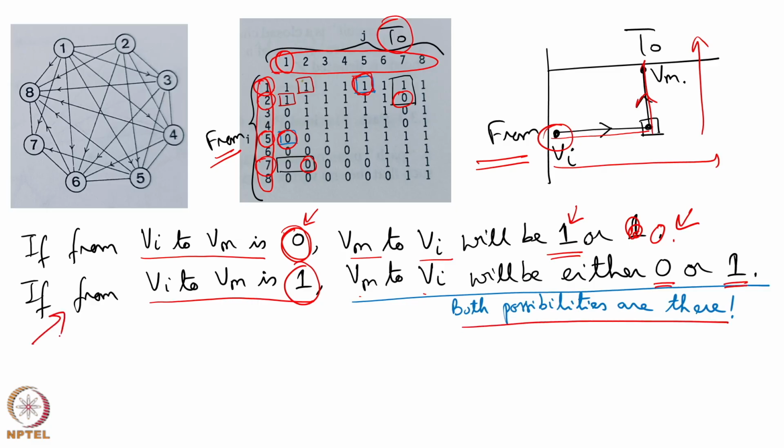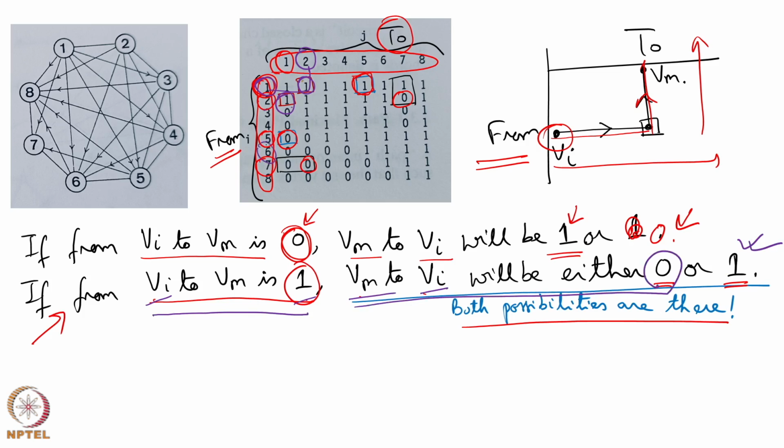Let us understand this line. From Vi to Vm is 1. For example, from 1 to 2 is 1. So, from 2 to 1 is also 1. So, from Vi to Vm is 1, then Vm to Vi can be 1. This is established. Now, let us take a case where Vi to Vm is 1, but Vm to Vi will be 0. Let us try to see.